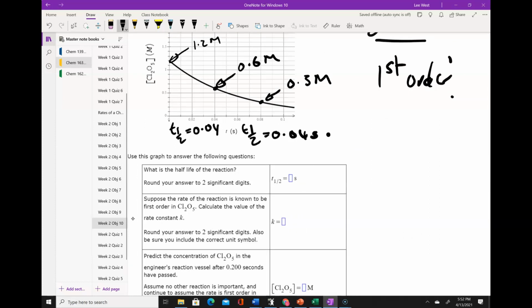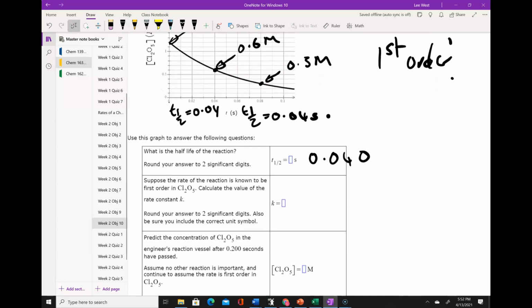It says, what is the half-life of the reaction? Well, we just did it, didn't we? Round your answer to 2 significant figures. So it's going to be 0.040 because remember, leading zeros never count.